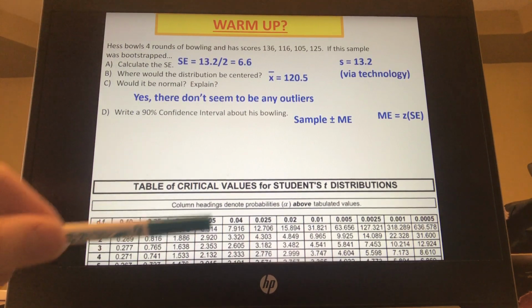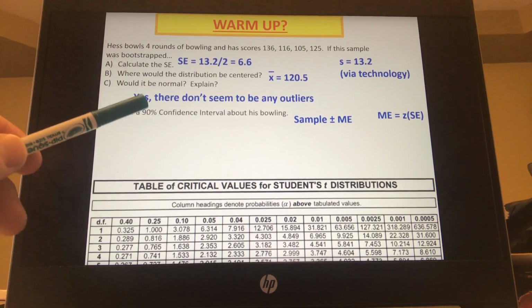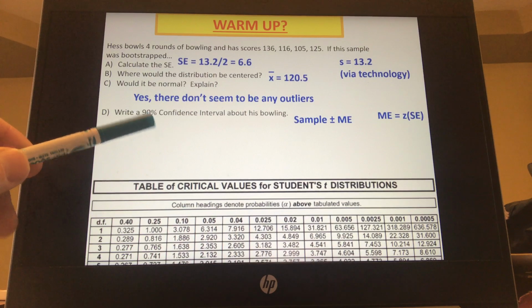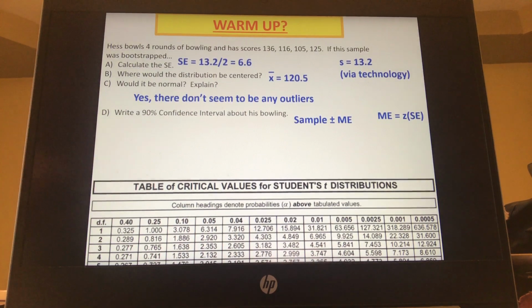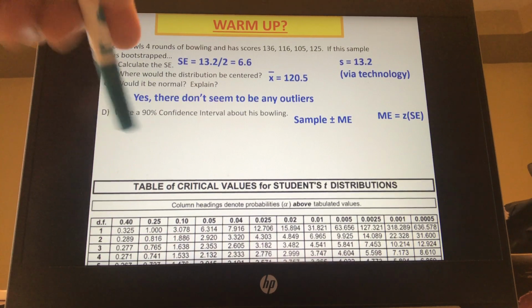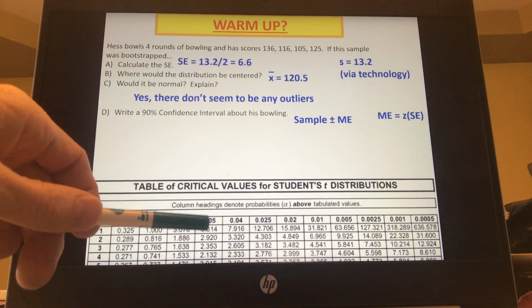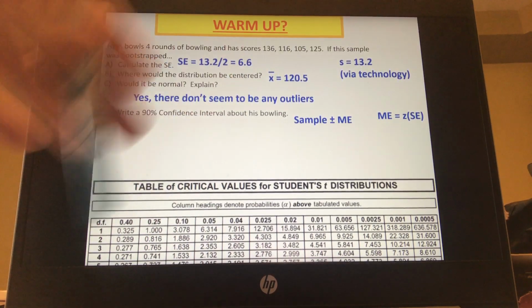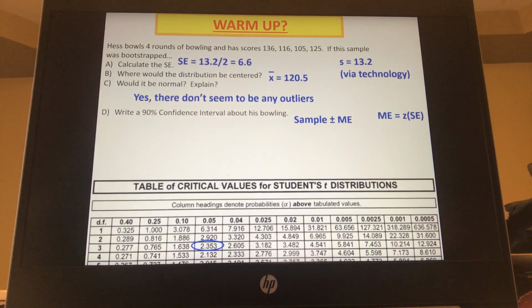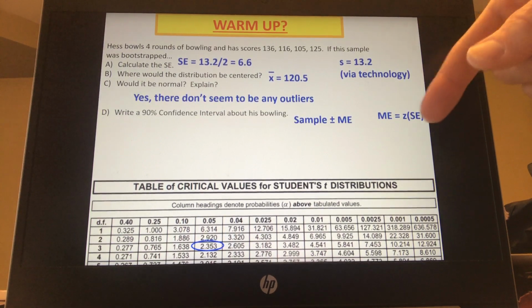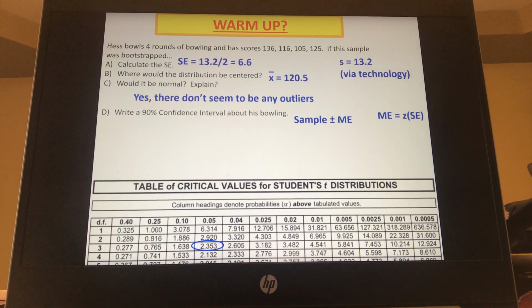Now, just to show you how to use this table, this is a preview of the next section. If I want to be 90% confident, that means there's going to be 5% on each end of the confidence interval. So hopefully I did this right. I'm going to go to my 5% column. 5% below and 5% above. See if I did that right. I did. And I go down to 3 degrees of freedom and I'll see 2.353.